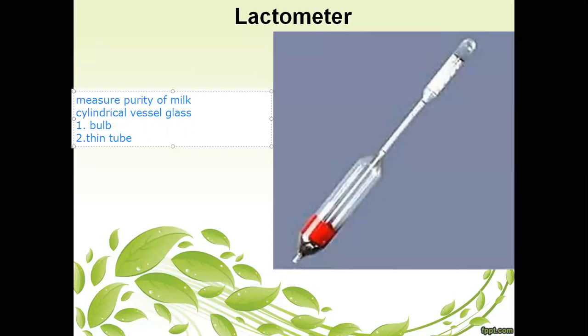In a simple lactometer, there are four marks on the thin tube by which we are able to know the purity of the milk. For testing the milk, the side having the bulb-like structure is dipped inside the milk.